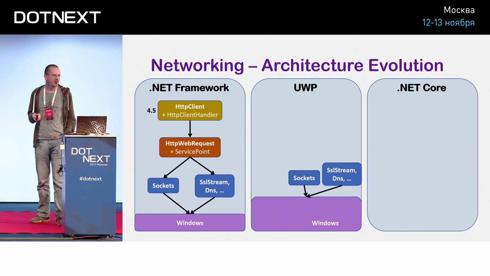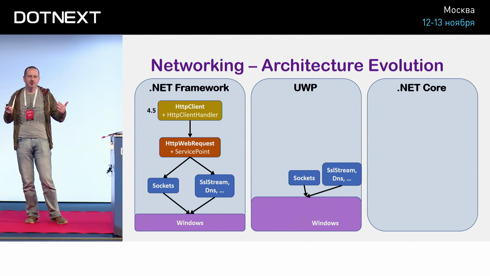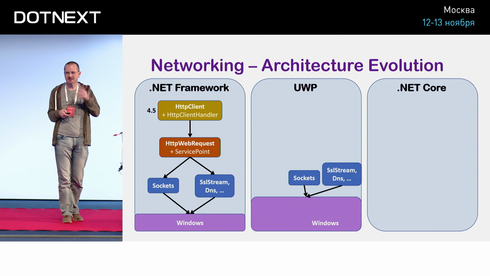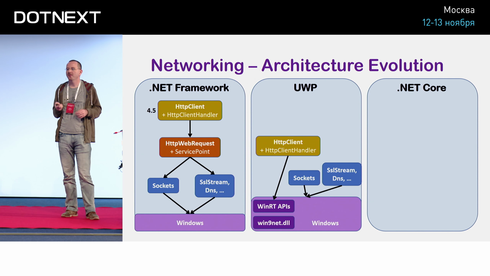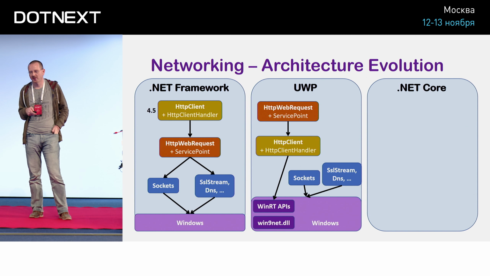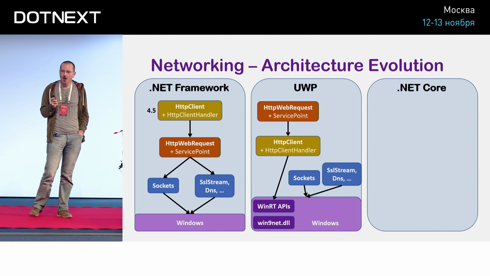So what did we do in UWP? Again, there's some kind of Windows component, or the OS. On top of that sit the same classes like sockets, SSL stream, and DNS. The foundation is basically very similar. And the HTTP client with the HTTP client handler is actually slightly different than in .NET Framework. It sits directly on top of the WinRT APIs.